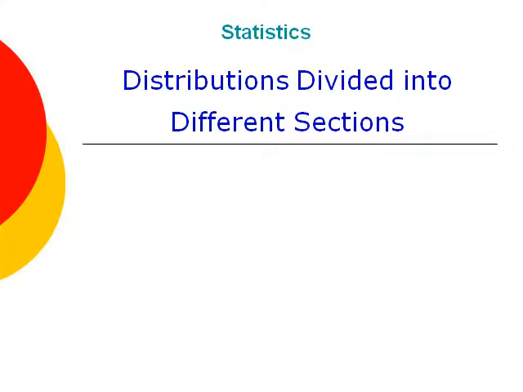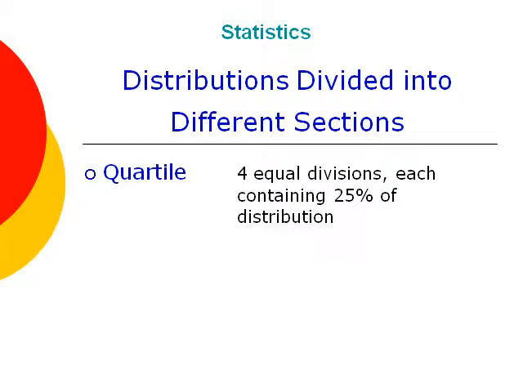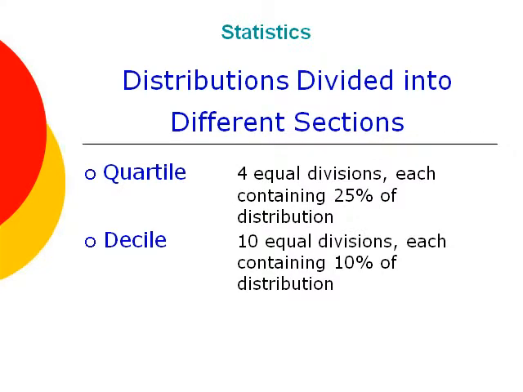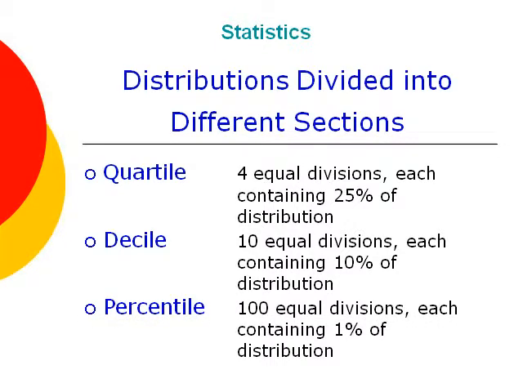Distributions are also often divided into sections in order to further understand a set of scores. A quartile divides a distribution into 4 equal divisions. It covers the range of scores that contain each 25% of the scores. A decile divides a distribution into 10 equal divisions and covers the range of scores that contain each 10% of the scores. A percentile, finally, divides a distribution into 100 equal divisions, each containing 1% of the scores.